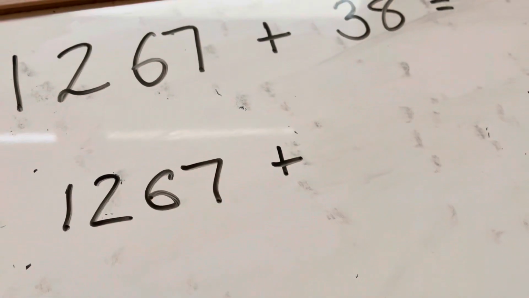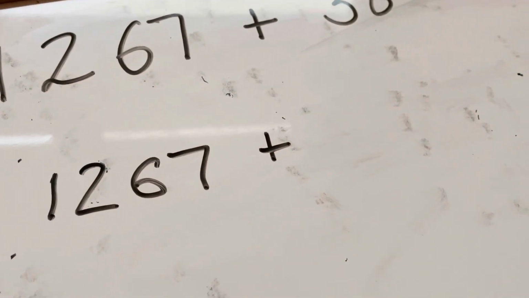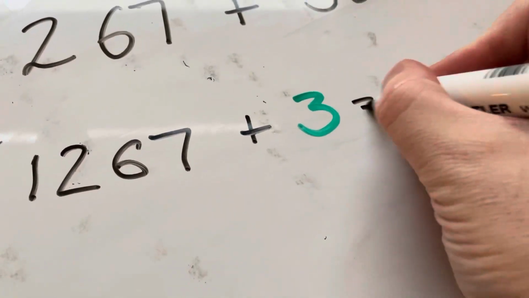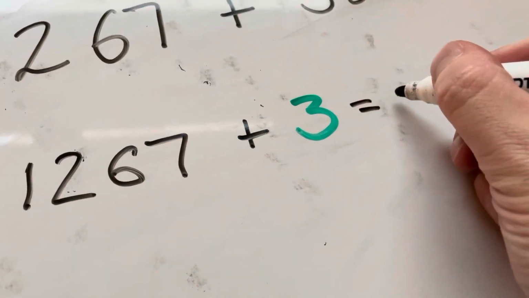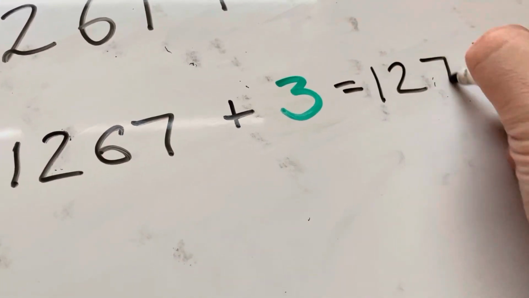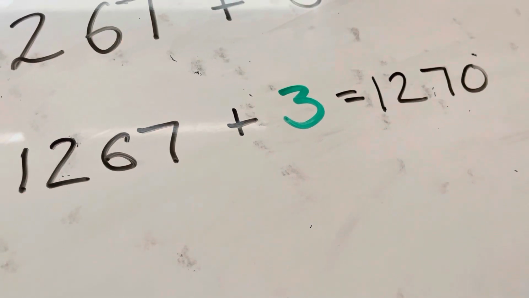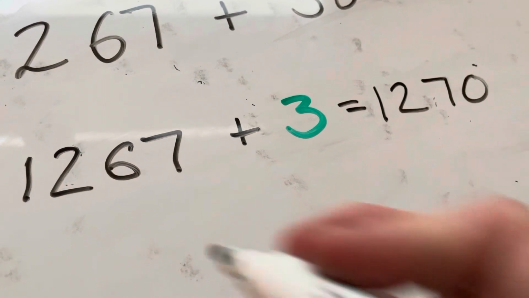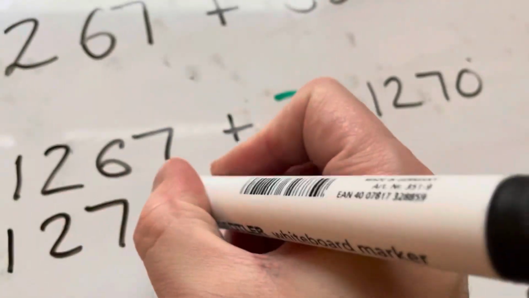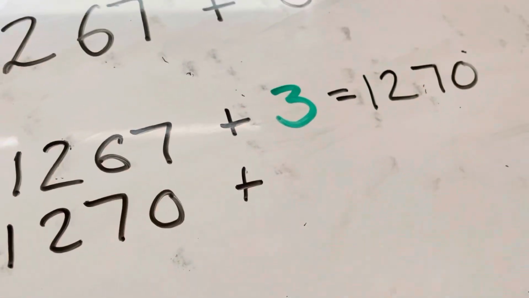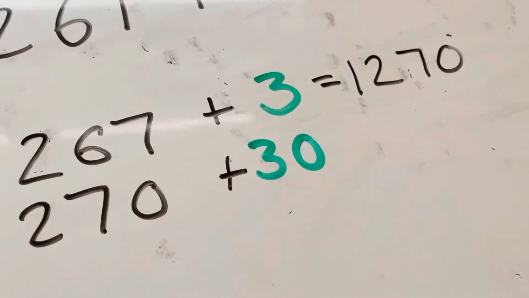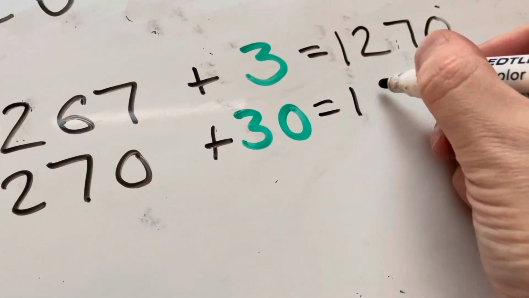First thought, work to a friendly number. So I'm going to add 3, just like I did in the last example, to get rid of the 7 on the end. So that's going to take me to 1,270. That means I've got 35 left to add. Now, I know that if I'm on 70 and I add 30, it's going to take me to a very friendly number. It's going to take me to 1,300.